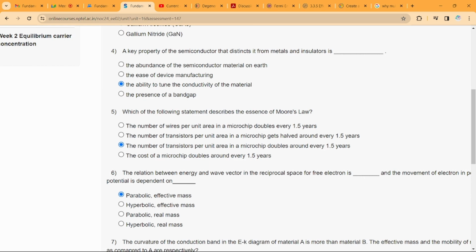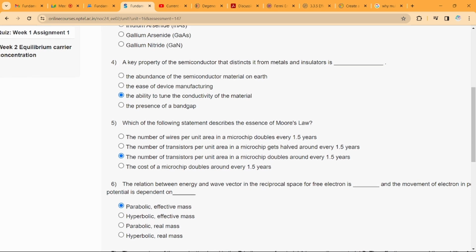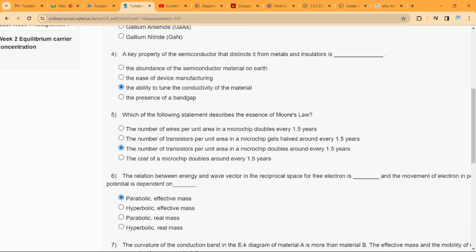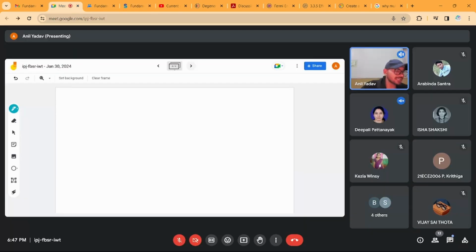Hello. Yes, yes. Sorry sir for the interruption. At the end I am getting confused for question number 3. So the answer is silicon or gallium arsenide? No. Silicon only. Silicon is the indirect band gap semiconductor. Okay, sir. Okay. I will tell it again.